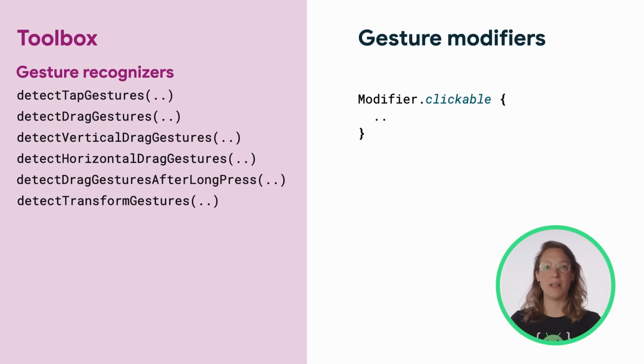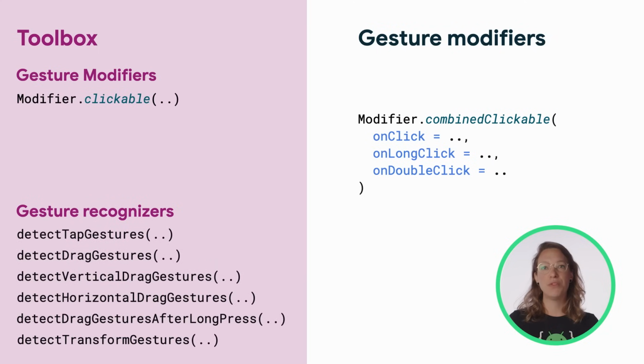Again, you pass a lambda that is called when the composable is clicked. If you want to react not just to taps but also to long presses or double taps, you can use the combined clickable modifier instead. Again, you just have to implement the callbacks that you're interested in.